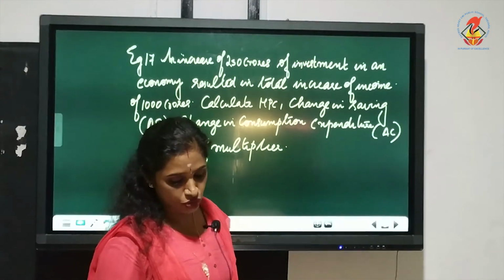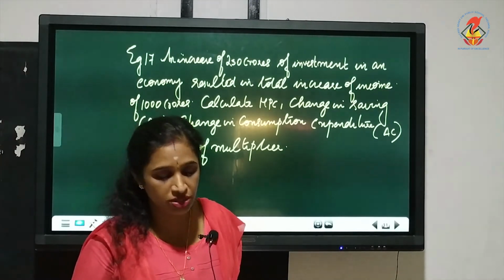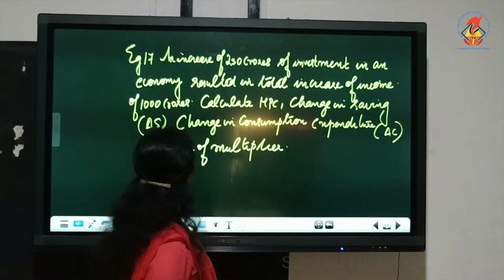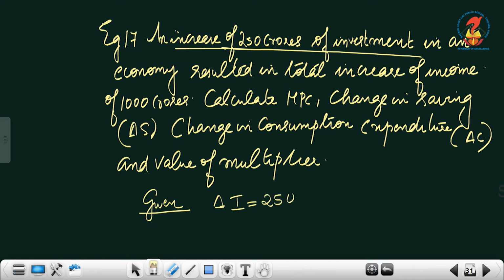Now we will move on to example 17. In example 17 you have a lot of things to find out. Let us see that one by one. Example number 17 in your textbook, page number 8.18. An increase of 250 crores of investment in an economy. So what all things are given here? Increase of investment in an economy of 250 crores. So delta I is equal to 250.